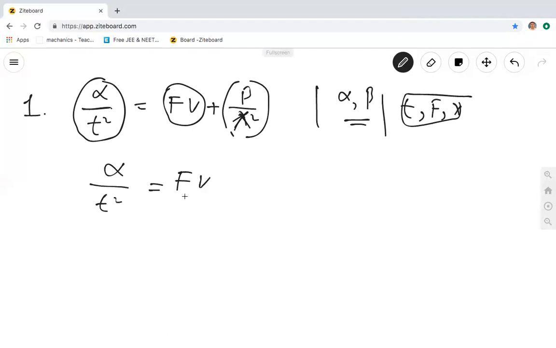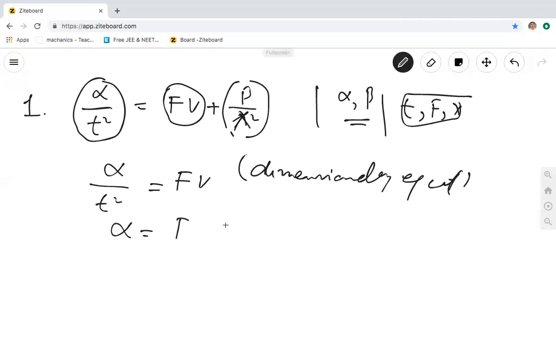But now you may ask me a question. How can you write such an equation if it is plus here? I write alpha by t square is equal to FV in dimensions. Dimensionally, they are equal. Otherwise, it is not wise to write this thing. Physically, it may be wrong because if this is equal to this plus this, how can I write this is equal to this? But I can write they are equal dimensionally. So what about alpha? FV t square.